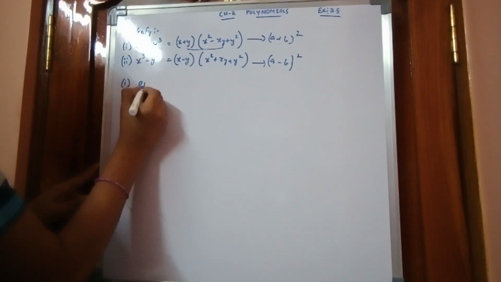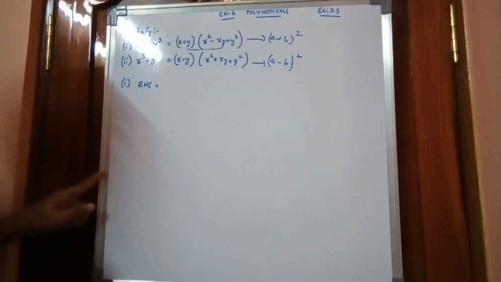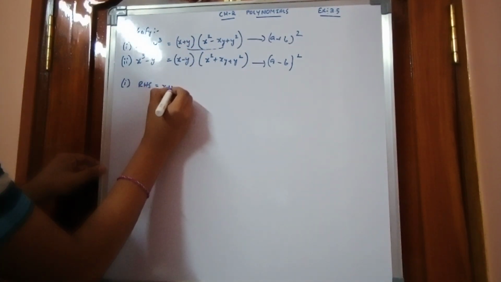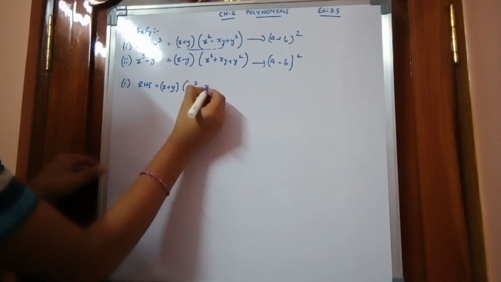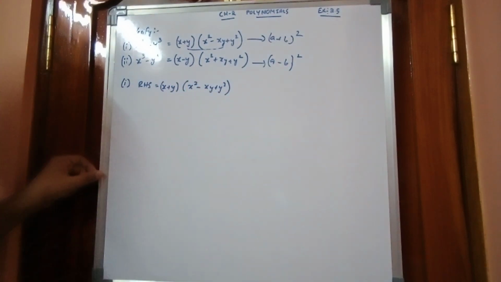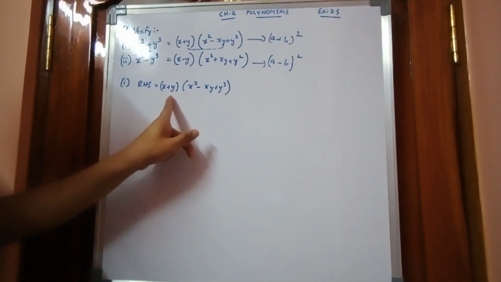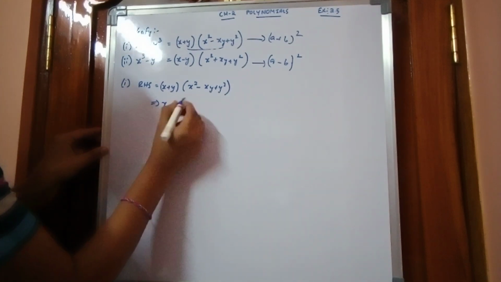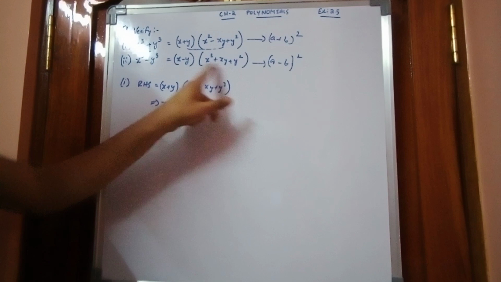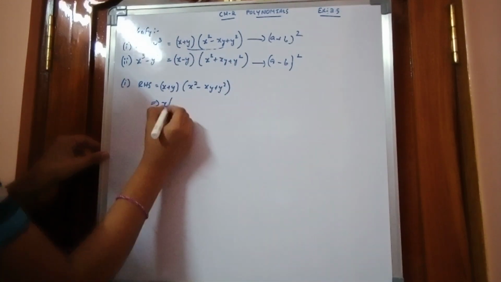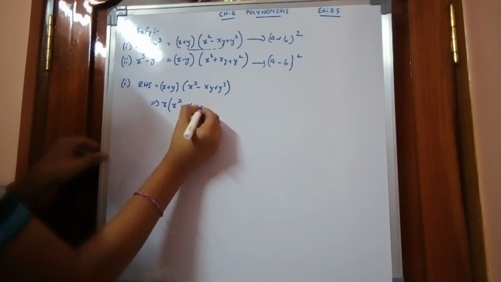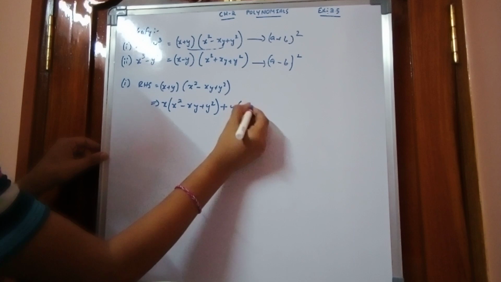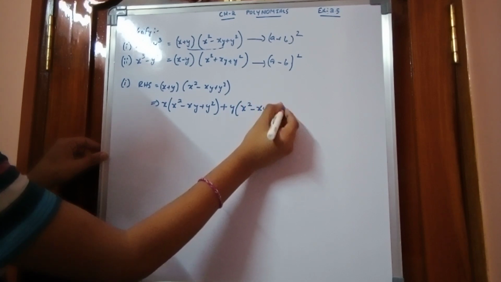So RHS is equal to x plus y times x square minus xy plus y square. We can multiply the binomials, which you learned in 8th class. So now multiplying the binomials, we multiply x with the whole term and y with the whole term: x times x square minus xy plus y square, plus y times x square minus xy plus y square.